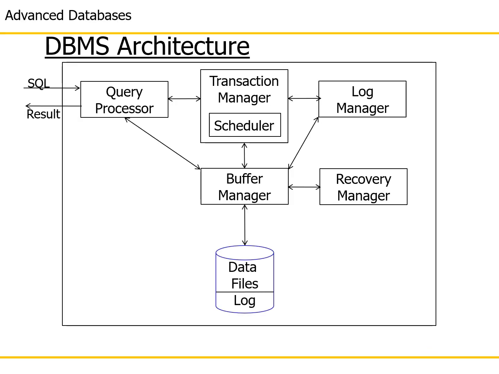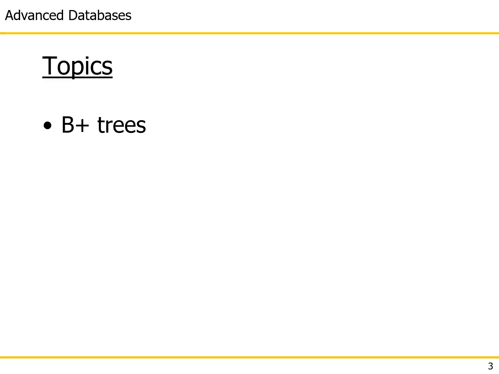We are still here, by the way. I like to show you this chart of the database engine architecture so that we are reminded where we are. We're still at the bottom here where it says data files. We're still discussing how data is stored and the indices that are available to query and manipulate the data on disk. What we will look at today is B plus trees.